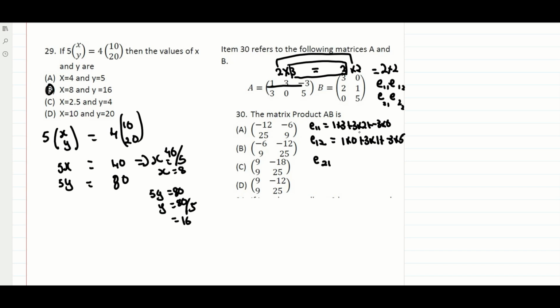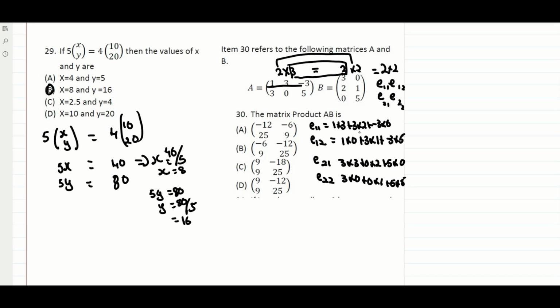E21 is a second row by a first column. That's 3 multiplied by 3 plus 0 multiplied by 2 plus 5 multiplied by 0. And E22 is 3 multiplied by 0 plus 0 multiplied by 1 plus 5 multiplied by 5. Right? So first off, let's add these up.